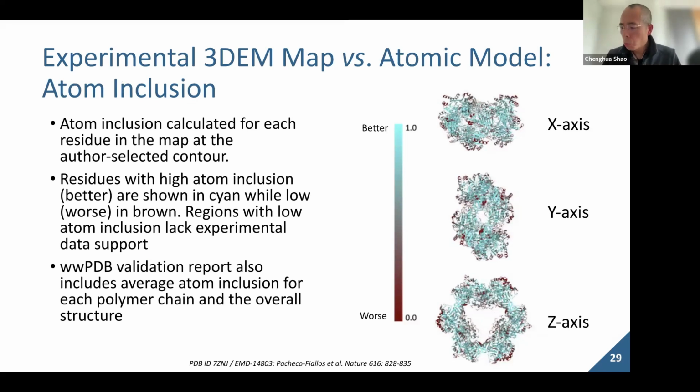Seeing the overlay is a good qualitative assessment, but we also need quantitative metrics. Atomic inclusion calculates the ratio of atoms inside the map density for each residue at the author-selected contour, with an upper limit of 1.0 and a lower limit of 0. 1.0 means all atoms of the residue are within the density, which indicates a better goodness of fit. The validation report also adds a graphic depiction of this metric in different colors, with cyan for higher inclusion and red or brown for lower inclusion. Those residues with darker color lack experimental data support and should be examined.